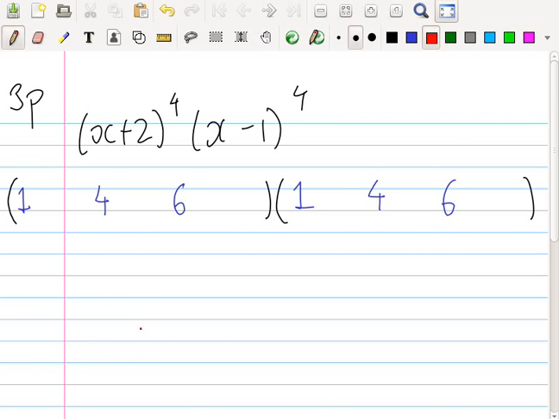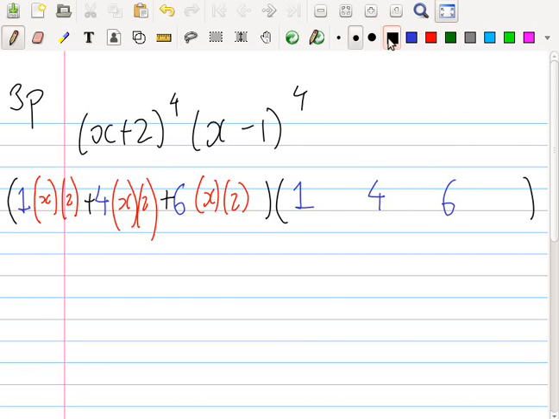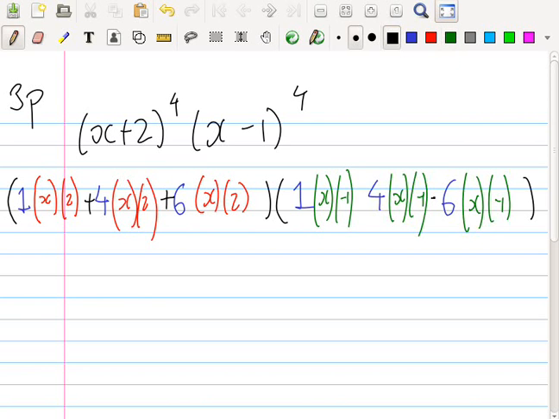So all I've done so far is to write in the coefficients that I'll need. 1, 4, and 6. Got it? Okay. Next, I'll put in the first term, which is x, and then the second term, which is 2. And they get added. And then here, first, which is x, second, which is minus 1. And they also get added.